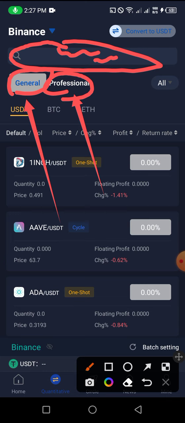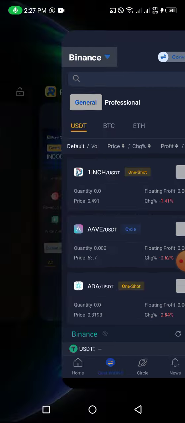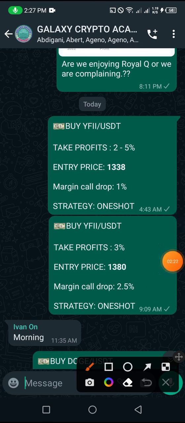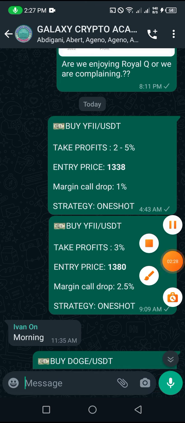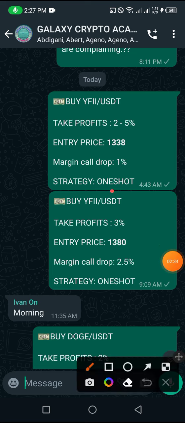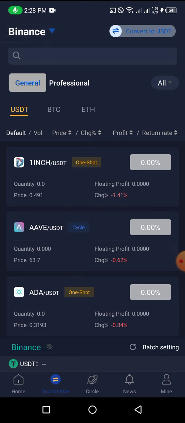So we're going to take an example of Dogecoin, which is one of the coins that has been dropped as a signal in the group, to just demonstrate how you can trade it in one shot. So I'm going to go to my group. Yeah, so I'm going to take this as an example, right? Let me take YFI as an example of the signal I want to use. And I'm going to take this first signal, right? So I'll come here, all right?